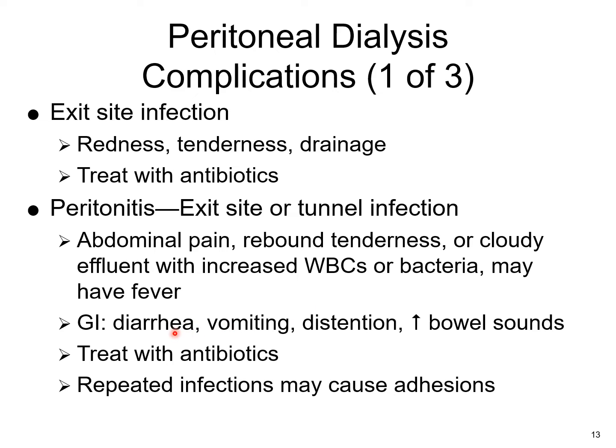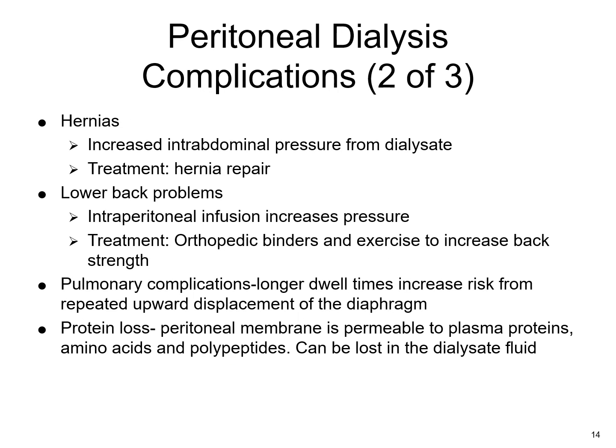You're going to be seeing GI manifestations. So obviously you're going to treat all of this with antibiotics. And if they get too many peritonitis infections, they can end up getting things like adhesions as well. They can get hernias from increased intra-abdominal pressure from the dialysate. For that, they can do a hernia repair.